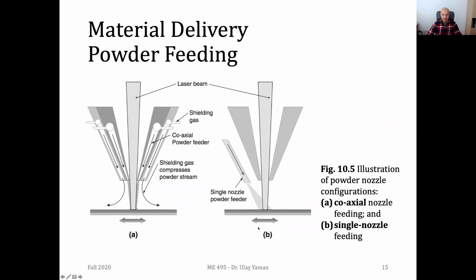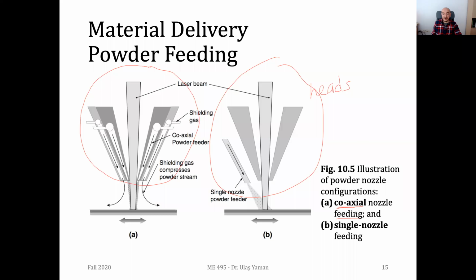Okay, so here are the examples. You see two different laser heads. This is our laser, but the whole part is called the head. Again, we have another head here. They are all laser heads. And the difference between these two examples is that in the first one, we have a coaxial nozzle system.